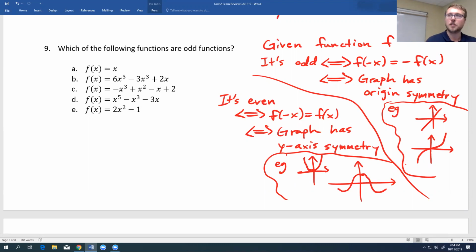If you're looking at a polynomial, so this applies to polynomials, and the degree of each term is odd, it is an odd function. If you're looking at a polynomial and the degree of each term is even, then it is an even function. If it is a mixture of odd and even degrees on each term, then it's neither. If it's not even and it's not odd, it's neither.